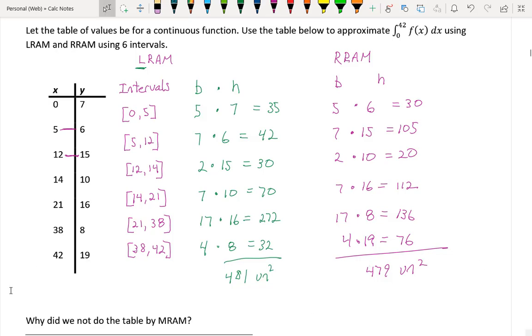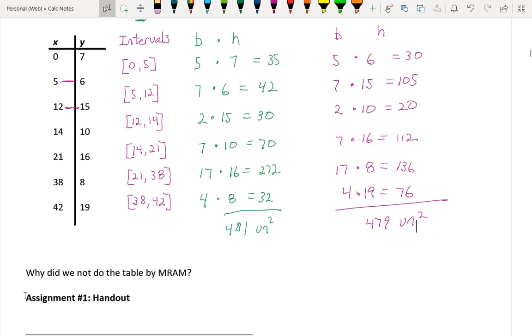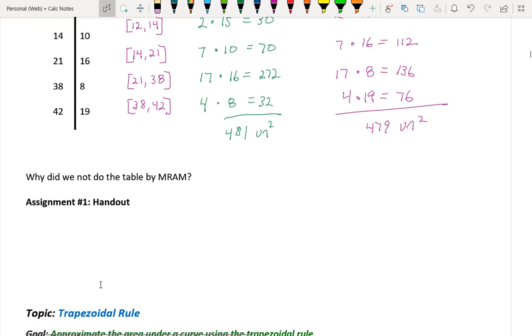Let's see what this question says here. Why did we not do the table by MRAM? Well, think about it for a minute. Think about what's in the table. In order to do MRAM, I need some midpoint values. And the problem here is I don't know what's in the middle of 7 and 6. I can't assume that 6.5 is the middle value. I'm not allowed to do that. I don't know what I'm literally missing. I know what the middle X value is, but I don't know what the middle Y value is. Because I don't know the midpoint, I could figure out the midpoint X values.